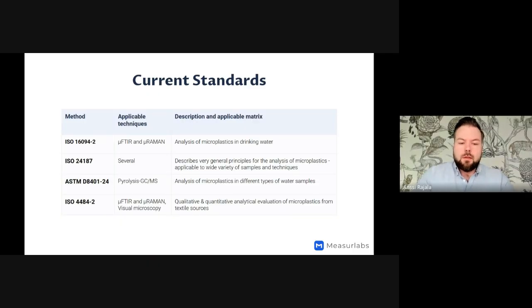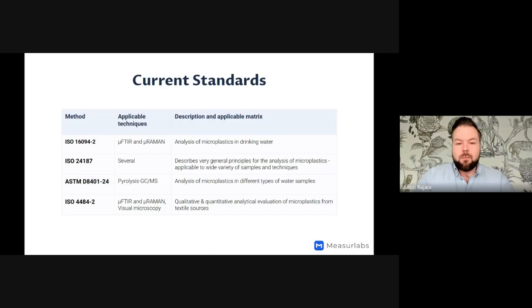The techniques applied here are mainly microscopy-based methods, including the µRaman, µFTIR, and also visual microscopy. And this standard can also be combined with ISO 4484-1, which is a determination of material loss from fabrics during washing.